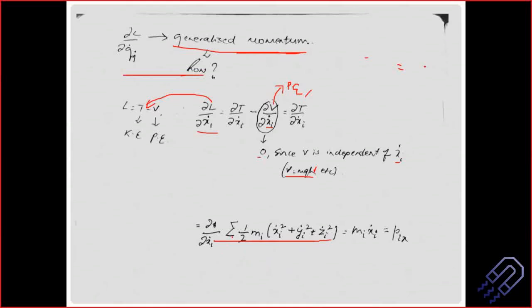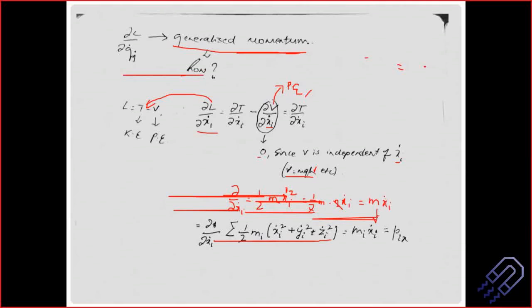Even if you don't remove the summation, it's perfectly fine. If you are very confused here, just simply write it down in this way: del L del xi dot is equal to half m, and then xi dot square. Just do it this way. So you get half m, and then xi dot square can be differentiated to 2 xi dot, right? So that this 2 gets cancelled, we simply get m xi dot.